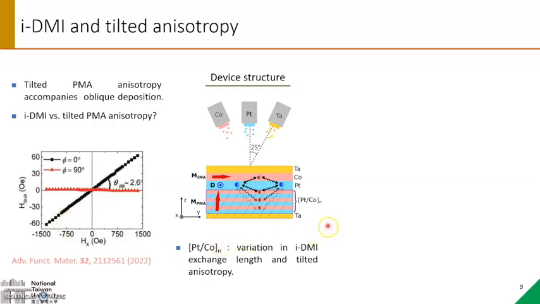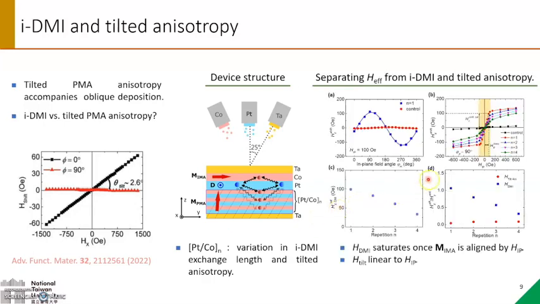To separate the two effects' contribution to the hysteresis loop shift, an important trait of IDMI is utilized. The IDMI's effective field actually saturates once the IMA magnetization is fully aligned by an external field. Thus, by considering the tilted anisotropy's contribution to be linear and the H_DMI saturation at some in-plane field, their individual magnitude can be separated. As seen in Figure B, the saturation occurs at around 100 oersteds.